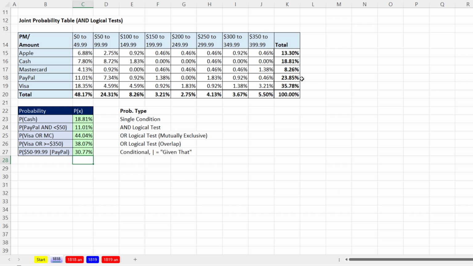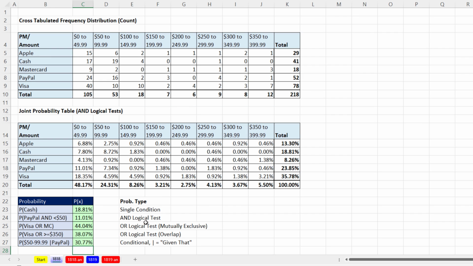All right, that was a lot of fun with probabilities and joint probability tables.